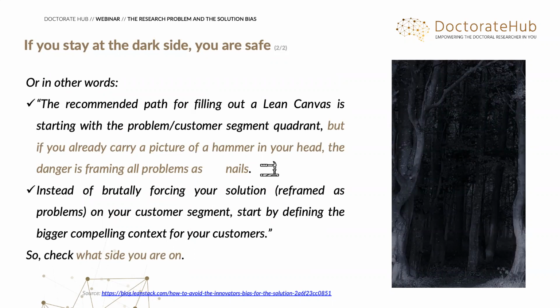Now, in other words, the recommended path for filling out a lean canvas is starting with a problem, customer segment, trend. But if you already carry a picture of a hammer in your head, the danger is framing all problems as nails. Instead of brutally forcing your solution, reframe it as problems on your customer segment. Start by defining the bigger compelling context for your customers. So check what side you're on. And what I like in this quote in particular is "reframe as problems."